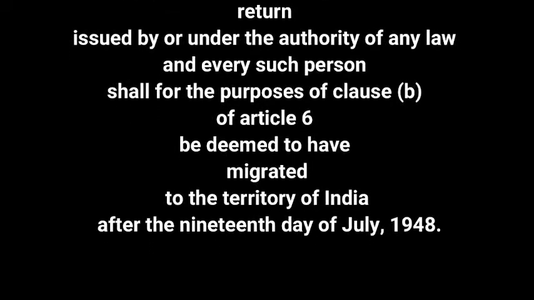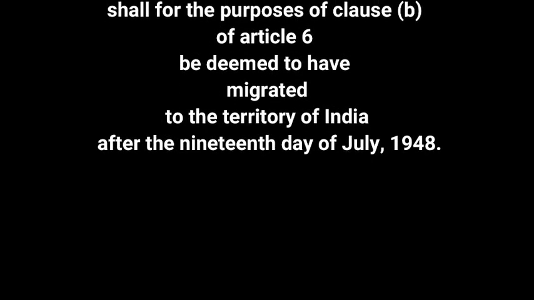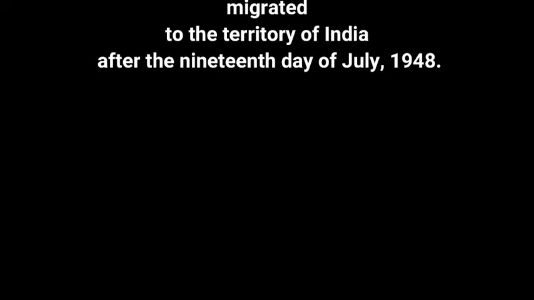Provided that nothing in this article shall apply to a person who, after having so migrated to the territory now included in Pakistan, has returned to the territory of India, under a permit for resettlement or permanent return, issued by or under the authority of any law, and every such person shall for the purposes of Clause B of Article 6, be deemed to have migrated to the territory of India after the 19th day of July, 1948.